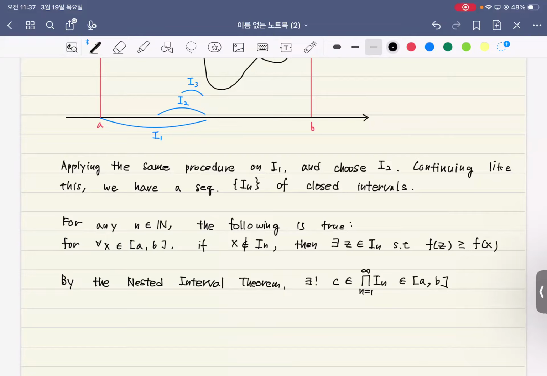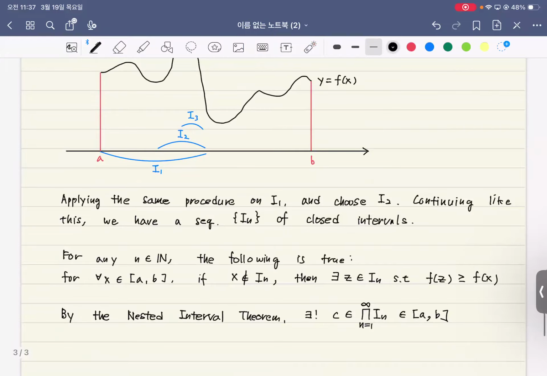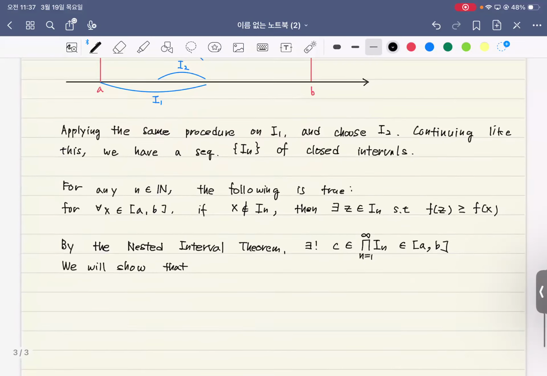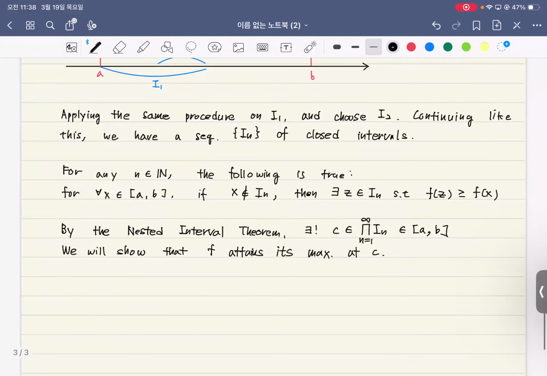Here, and what do you think this point C would be? Because IN always contains the point where the function f attains its maximum, therefore, I have a strong feeling that this point must be the maximum that we are looking for. We will show that f attains its maximum at C.